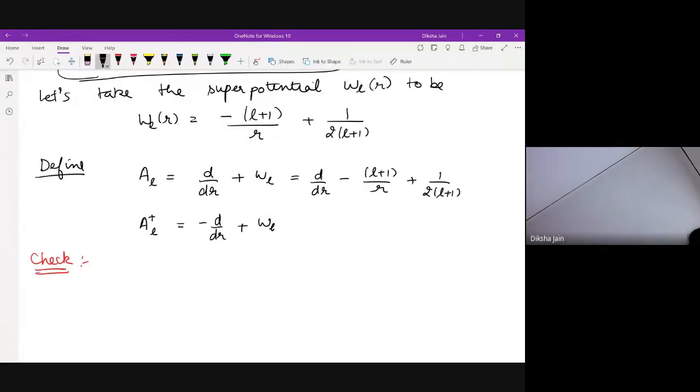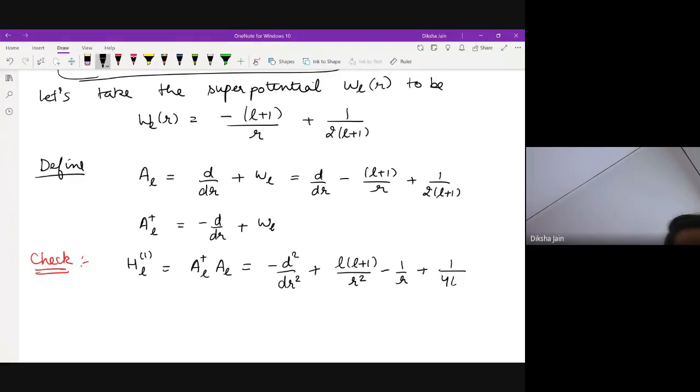So what you will find is that you can define the first Hamiltonian H1 at level L to be A dagger L AL, and this turns out to be minus d square by dr square plus L times L plus 1 over r square minus 1 over r plus 1 by 4 L plus 1 square. So this is basically the Coulomb potential at L. So H_L of Coulomb plus you have an additional 1 over 4 L plus 1 square term. So this is H_L of 1.